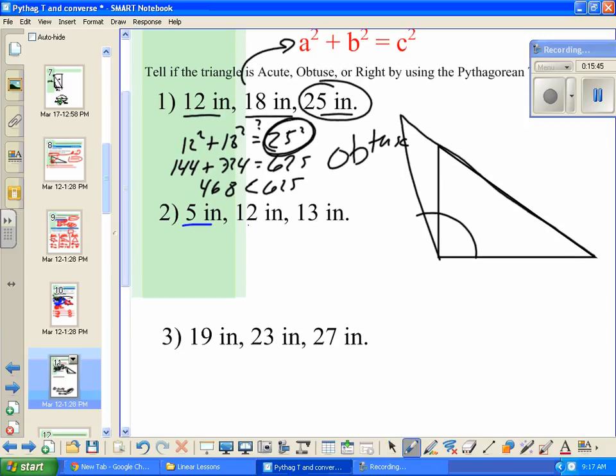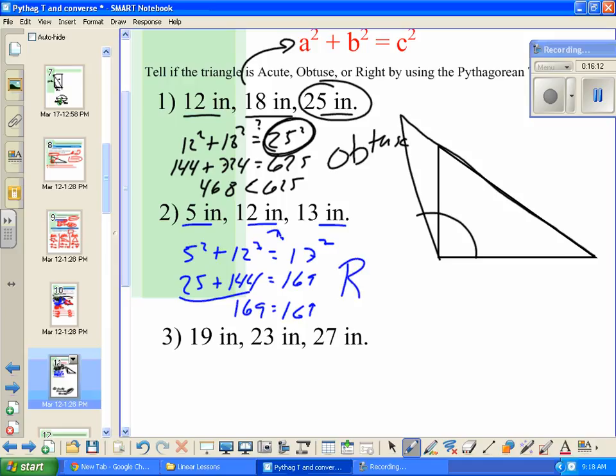The second example, 5, 12, 13. 5 squared plus 12 squared equals 13 squared. I just plug them in the formula. I'm going to check. Is that true? Is 5 squared plus 12 squared equal to 13 squared? 5 squared is 25. 12 squared is 144. 13 squared is 169. Add these two together, I get 169. So I get the same thing on both sides. The Pythagorean theorem worked, or that formula for these numbers, so it's got to be a right triangle. These must be sides that I can line up to form a right triangle.